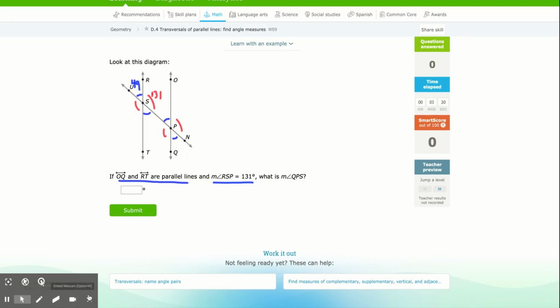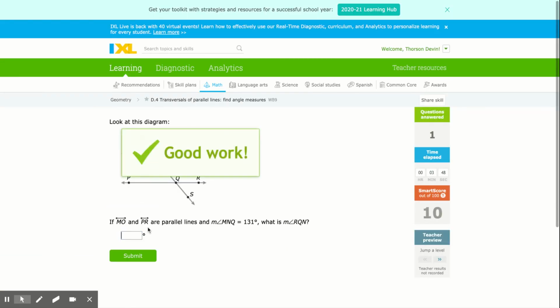So then I just look to see what it's asking me. It wants the measure of QPS. So now I've got to find Q, I've got to find P, and I've got to find S. So I go down and along here. I want to make sure you see that I'm going through Q to P and out to S. I'm talking about this angle here. Well, that's a red angle, so that's the measure of 131. All of these are going to follow that principle.